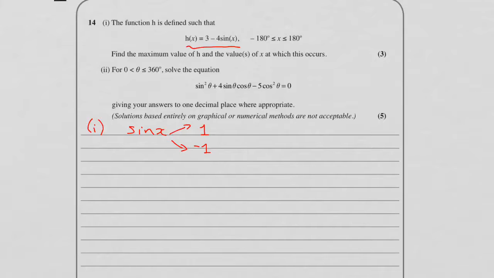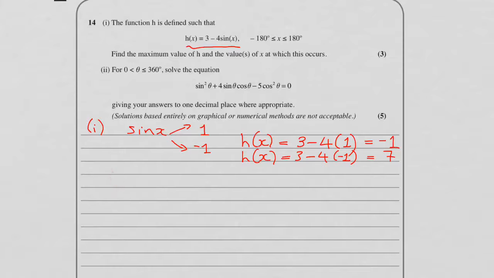So what I'm going to do is substitute that into h of x and see what happens. So I'm going to put in the 1 and I'm also going to put in the -1 as values of that sine x. This one gives me -1, this one gives me 7. So that tells me that the minimum value of that is going to be -1, the maximum is going to be 7.